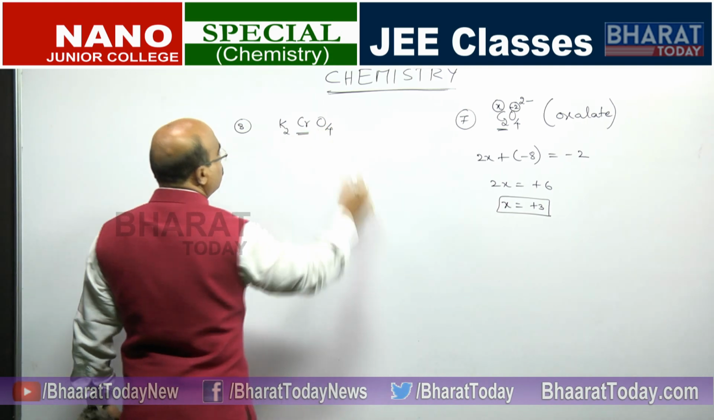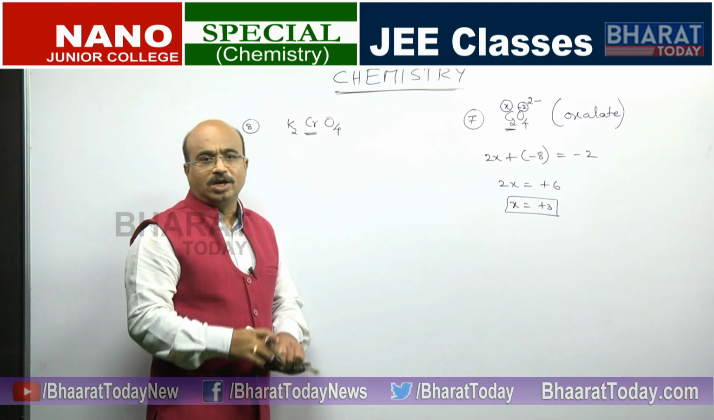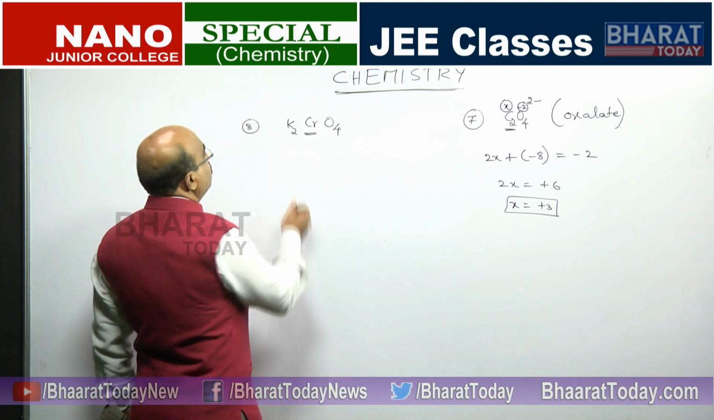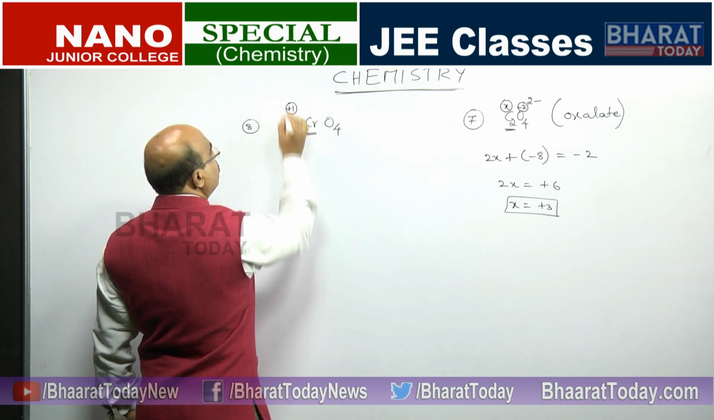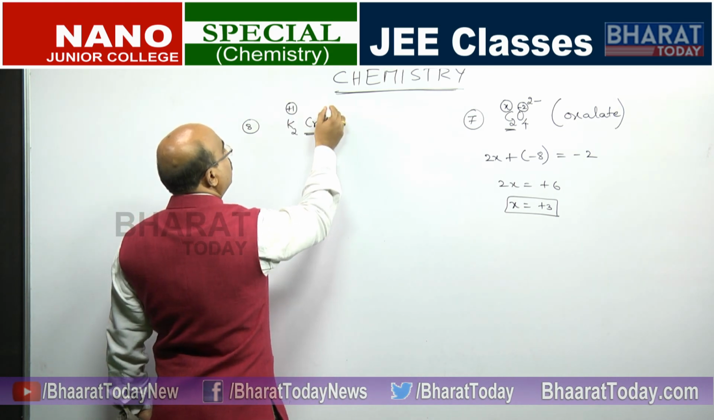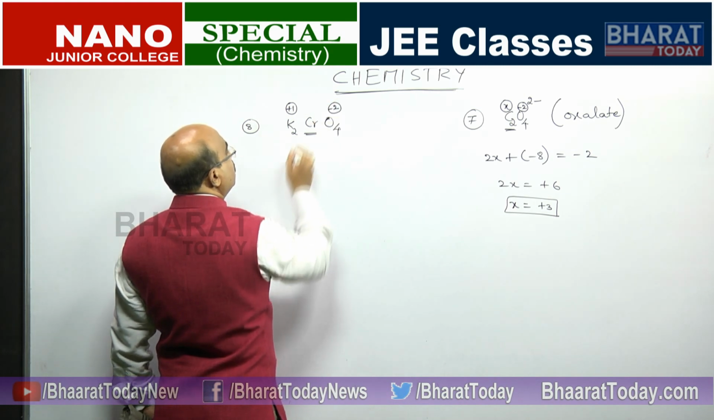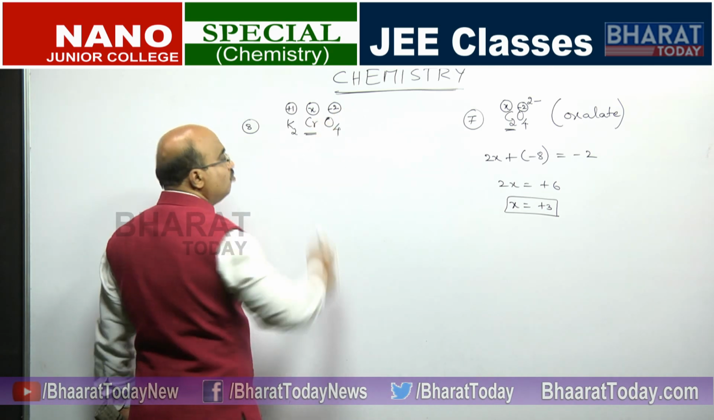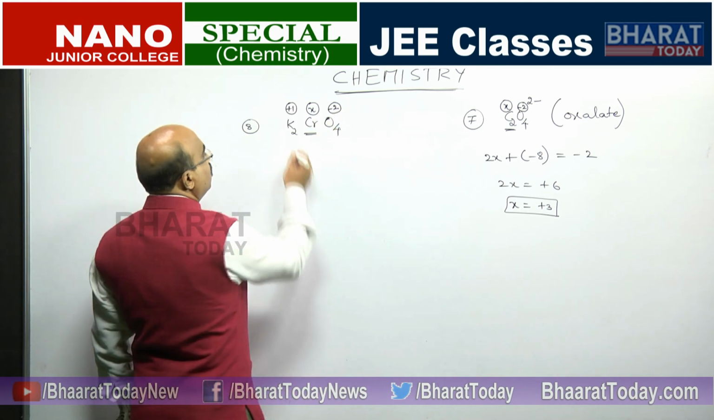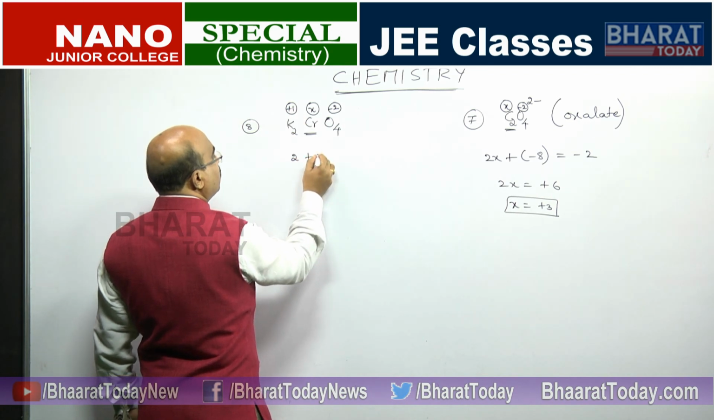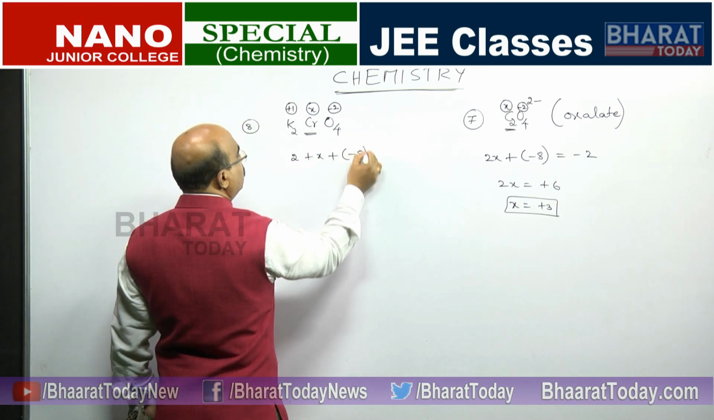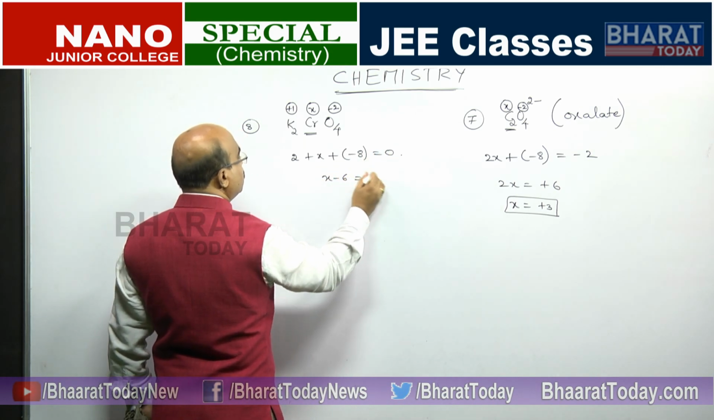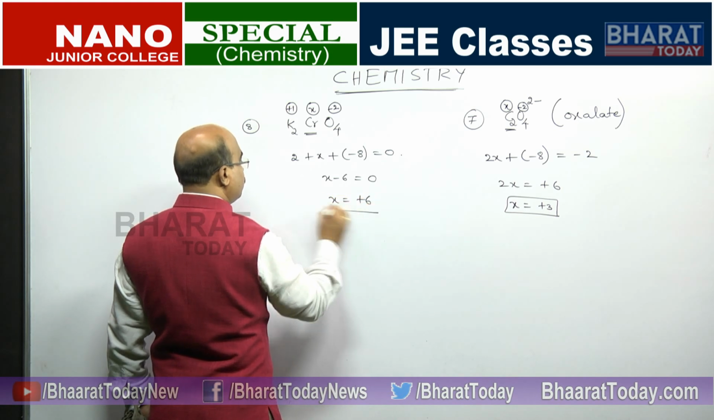K2CrO4. We call it potassium chromate. Here potassium is +1, oxygen is taken as -2, and chromium is x, but the total for the molecule is 0. So, 2 into +2... that is, 2 plus x plus minus 8 is equal to 0. So, x minus 6 is equal to 0, x is equal to +6.